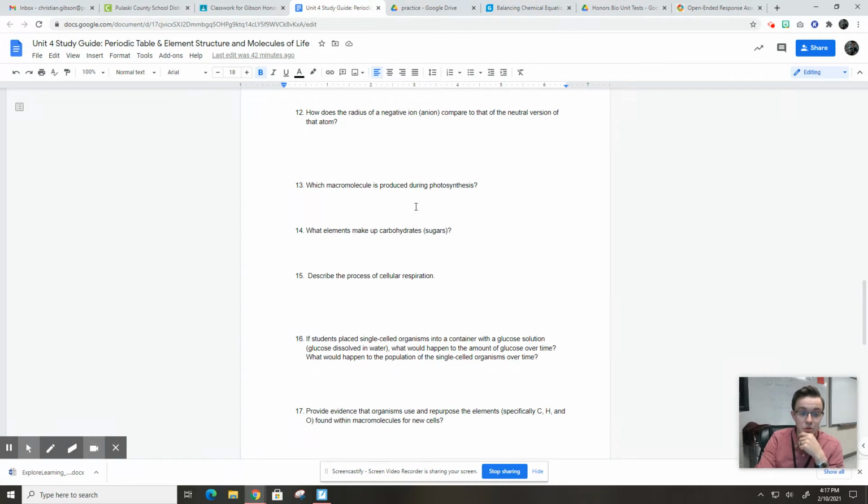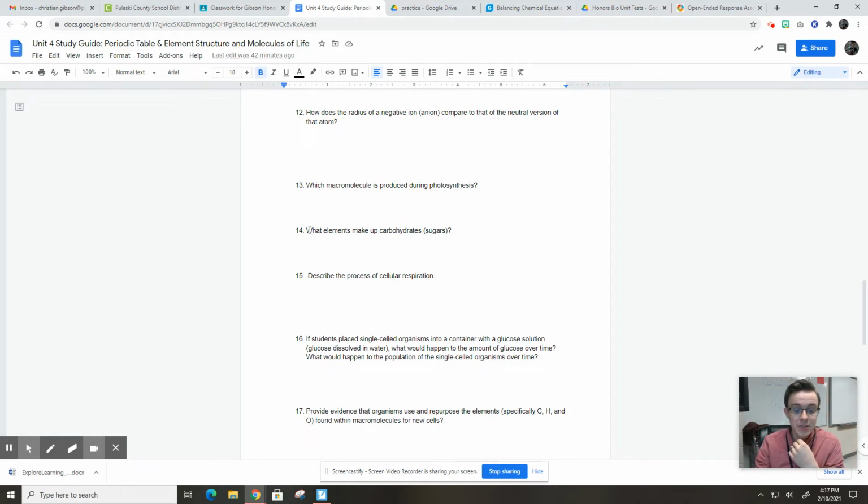Okay. Number 13, which macromolecule is produced during photosynthesis? Photosynthesis is where plants take carbon dioxide and water and use sunlight to make glucose and oxygen, which is a byproduct. But glucose is the important one for this question. So what macromolecule is glucose? Well, glucose is a carbohydrate. It's a sugar molecule. So the macromolecule produced during photosynthesis is carbohydrates, specifically glucose.